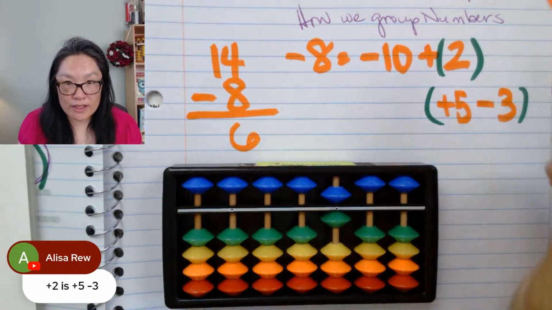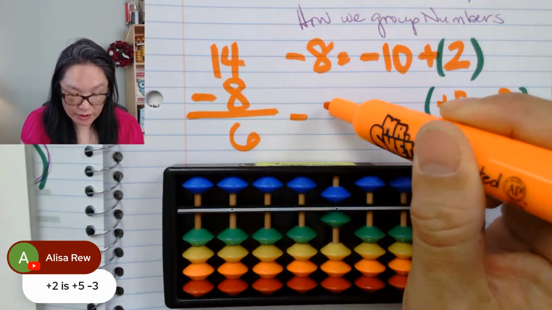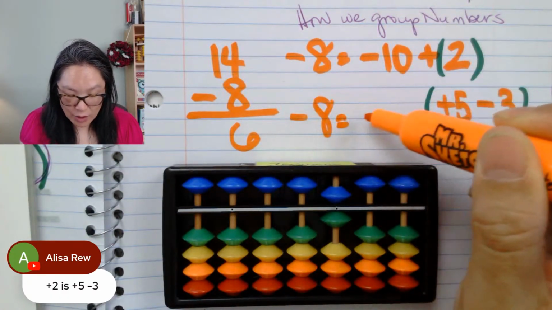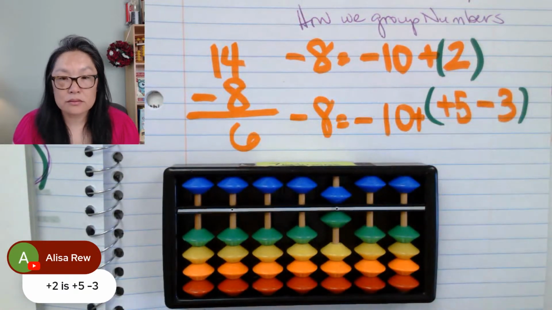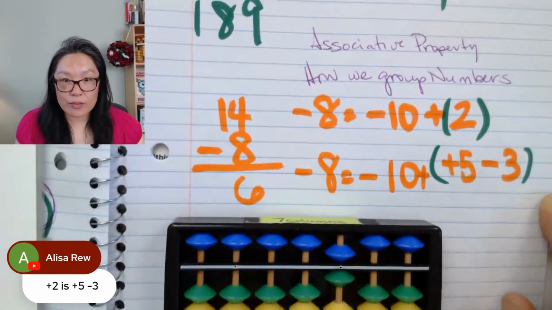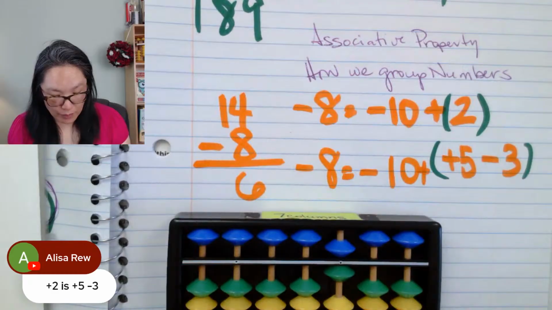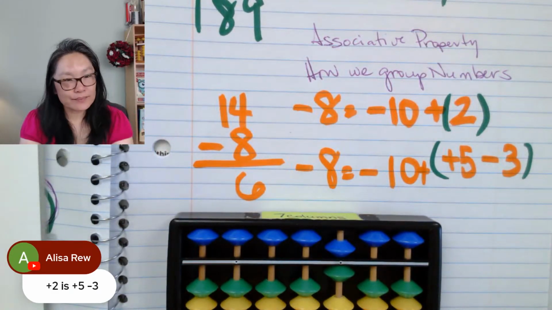But now if you notice, this is what we call commutative property. Not commutative, associative property. But it's a little bit different because it's how we group the numbers. That's how we group the numbers. We're calling it associative property. How's that? Did that make sense?